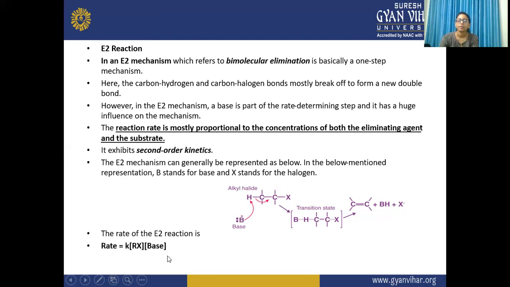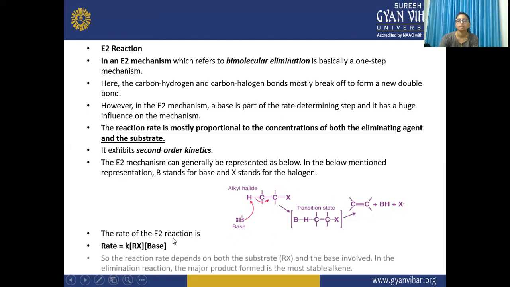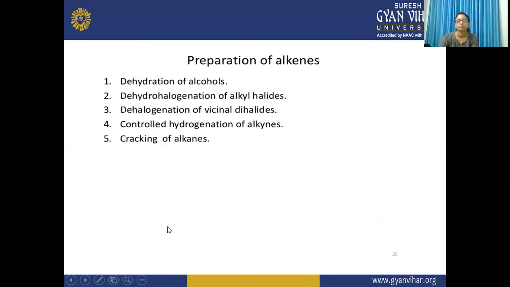Rx is your reactant and base is your reagent. So in this reaction, it is a one-step process and there is the formation of a transition state. The reaction depends upon both the substrate and the base involved. In this elimination reaction, the major product formed is the most stable alkene.